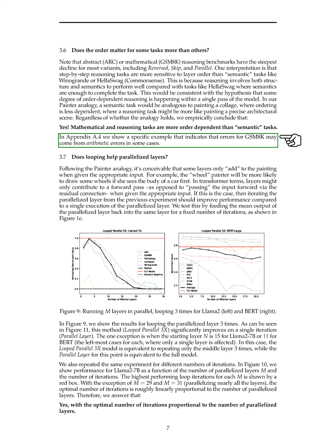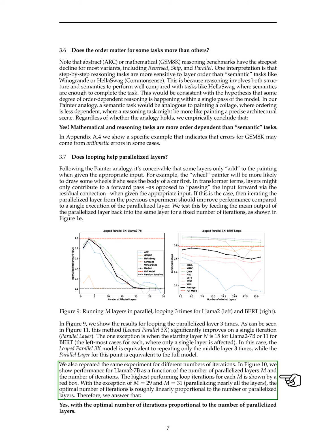Furthermore, we explored the concept of looping parallelized layers to improve performance. Iterating the parallelized layer multiple times significantly enhanced performance, with the optimal number of iterations being proportional to the number of parallelized layers. In conclusion, the order of layers does matter to some extent, with mathematical and reasoning tasks being more order-dependent than semantic tasks. Looping parallelized layers can improve performance, with the optimal number of iterations scaling with the number of parallelized layers.